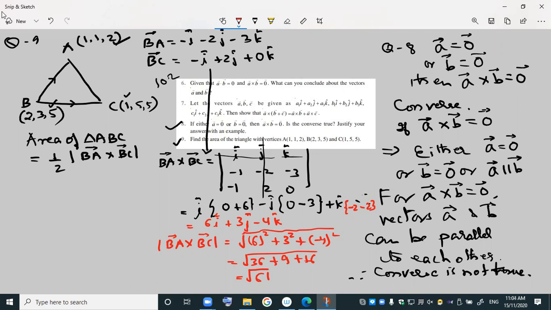Just put this value here, and we'll get the area of the triangle as 1/2 under the root 61 square units, or you can write it as under root 61 by 2 square units. This is the area of this one. Okay, got it?